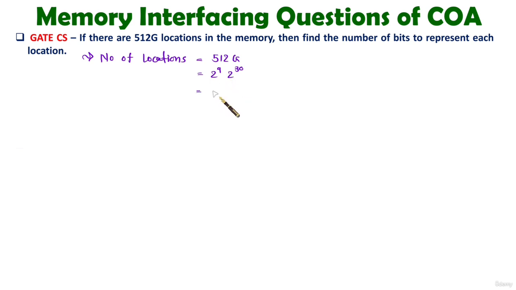So here 2 to the power 39 number of locations are there. Why am I converting this in terms of 2 to the power n? The reason is 2 to the power n defines the number of bits required to represent each location. So here n is 39. What it means is the locations are based on 39 bits. With 39 bits, in total you can represent 2 to the power 39 locations, meaning 512G locations. Let us have the second question.